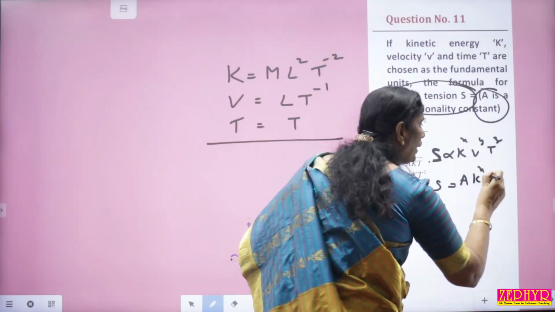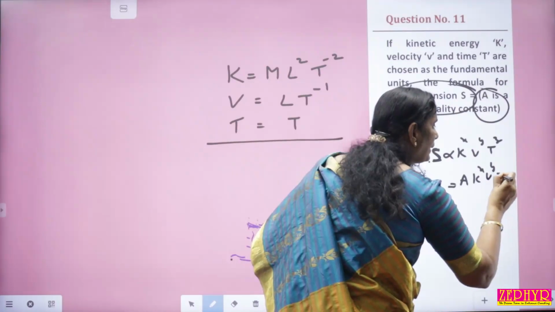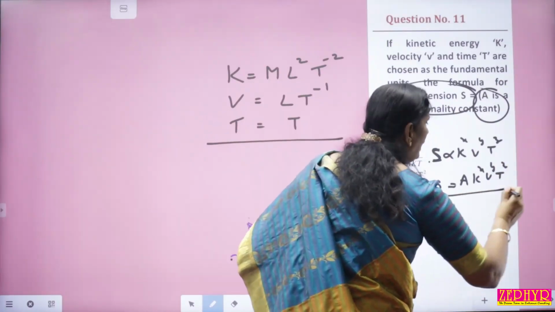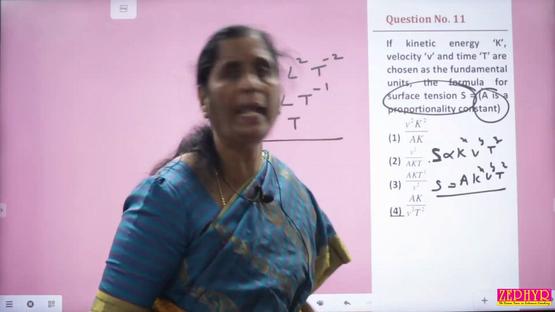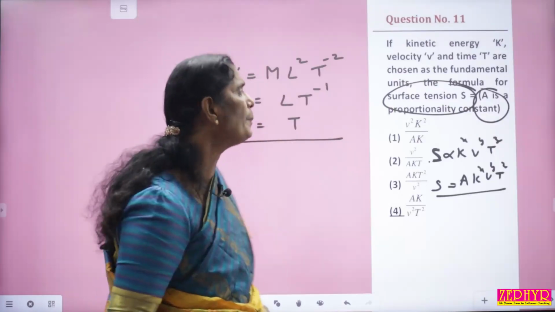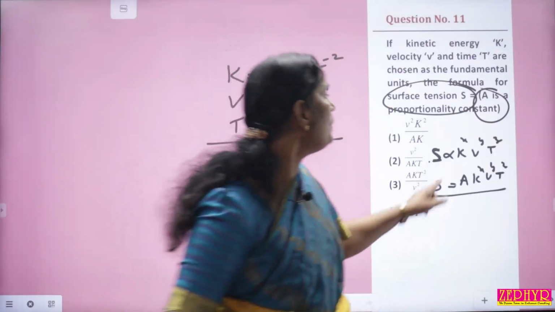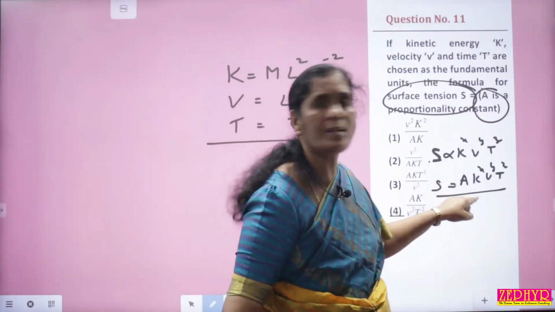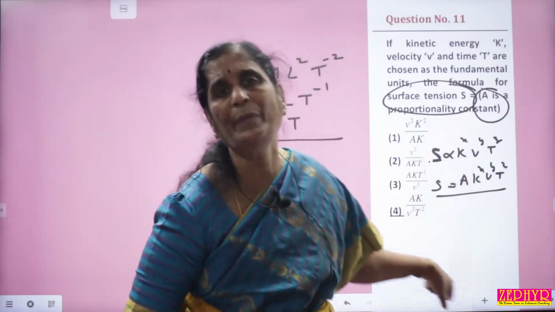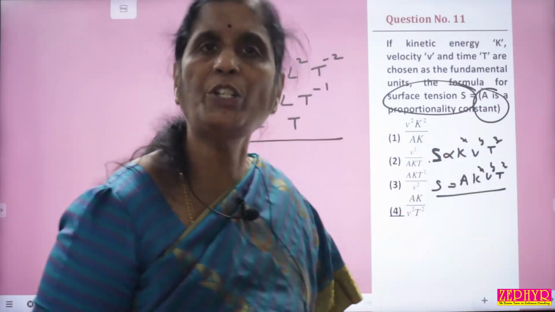So now I am not doing this method. I am doing another method. For that method also you have to introduce A at the end. So A is a proportionality constant. When we do this method we understand the proportionality constant. But that is a lengthy method, so the teacher is going to do it in the shortcut method.